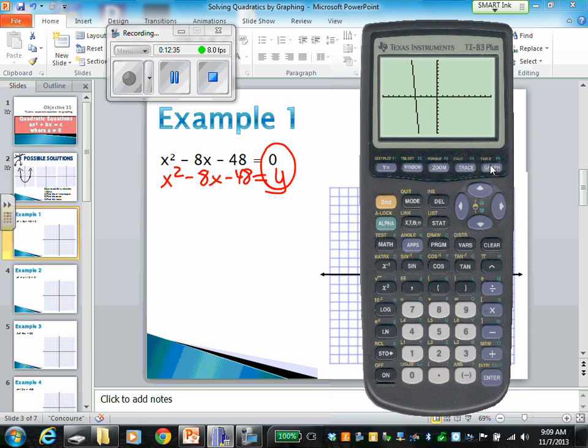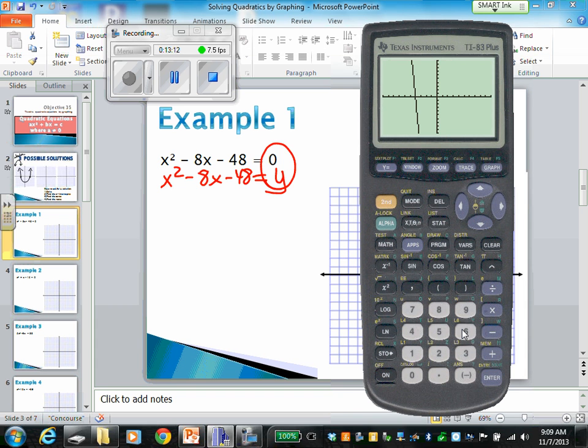Now, I'm going to talk to you again. If it doesn't look like this, okay, then you need to press zoom 6 and zoom standard. Now, what's the problem here? It ain't a little loop thing. It ain't a parabola, right? Well, it is a parabola. We just don't see it all. So, like, if I'm right here taking a picture of Kelly's face and I only get half the face, what do I do with my camera? I need to zoom out so I get the whole picture.